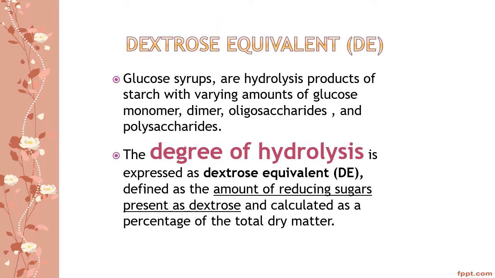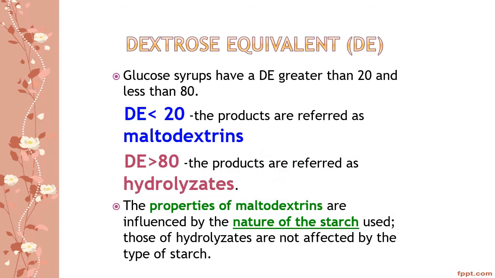Glucose syrups are hydrolysis products of starch with varying amounts of glucose, monomer, dimer, oligosaccharide, and also polysaccharide. This degree of hydrolysis is expressed as dextrose equivalent, which is defined as the amount of reducing sugar present as dextrose and calculated as a percentage of the total dry matter, meaning dry weight percentage. Okay, dextrose equivalent, DE.